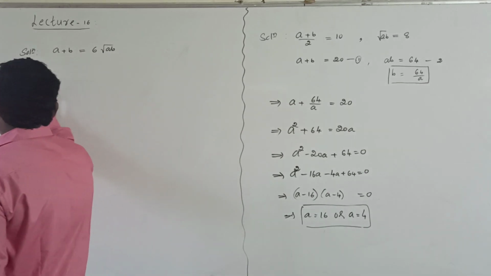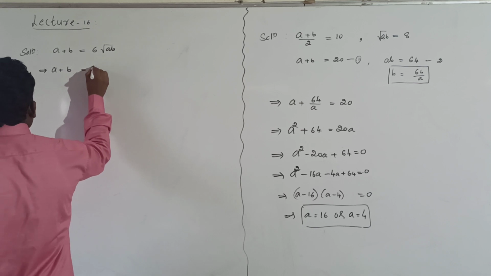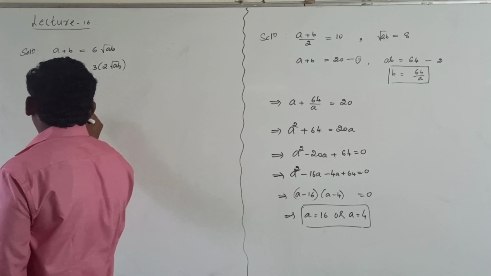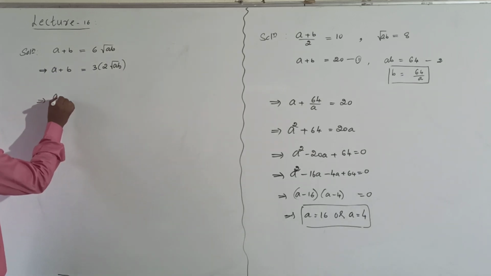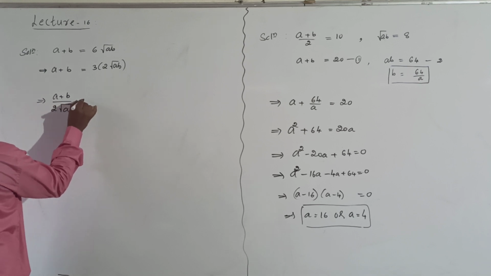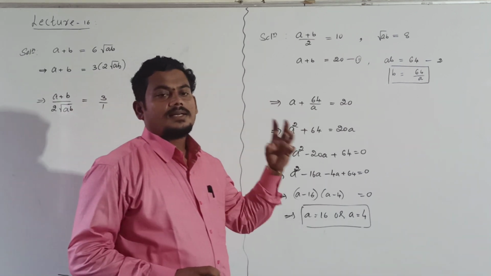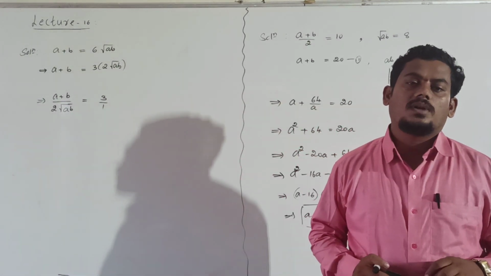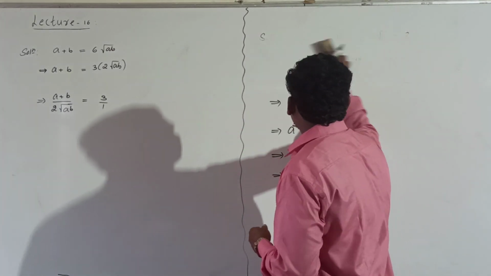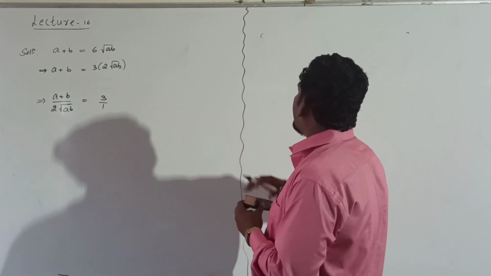Then after that I will write a plus b is equal to 3 into 2 times square root of ab. After this I will write a plus b divided by 2 root ab is equal to 3 divided by 1. After this, use the componendo and dividendo rule. What is the componendo and dividendo rule? Take this point.